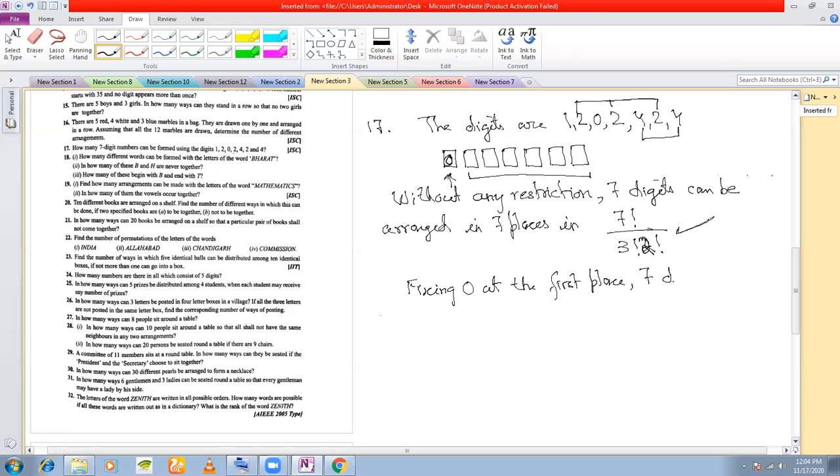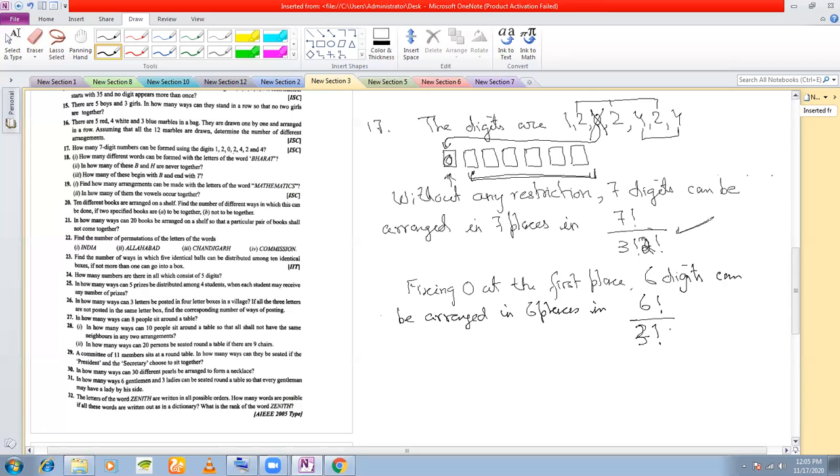6 digits can be arranged. And how many places are there? You're already putting this zero here, right? So how many digits remain? 6 digits remain. And how many places remain? 6 places remain. 6 digits can be arranged in 6 places in how many ways? Factorial 6. Again repetition: 2 is repeated twice, and 4 is repeated twice.